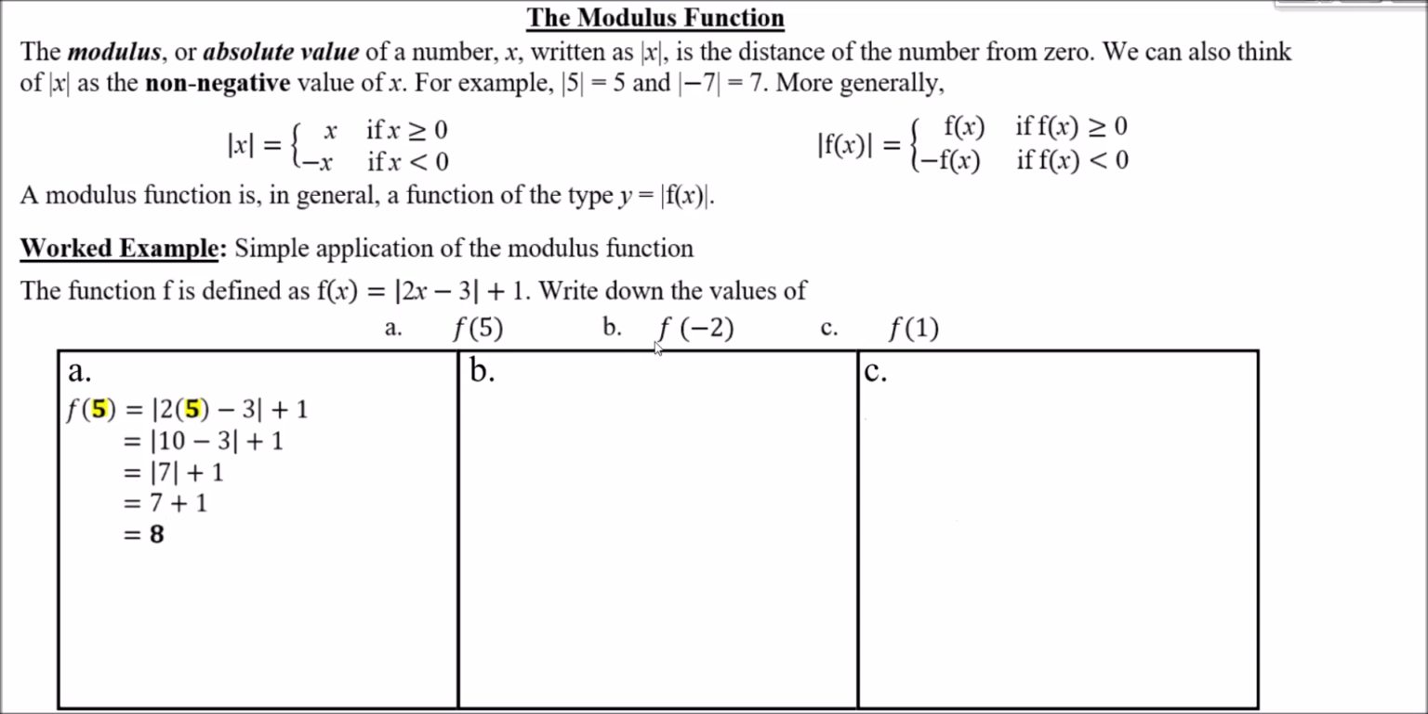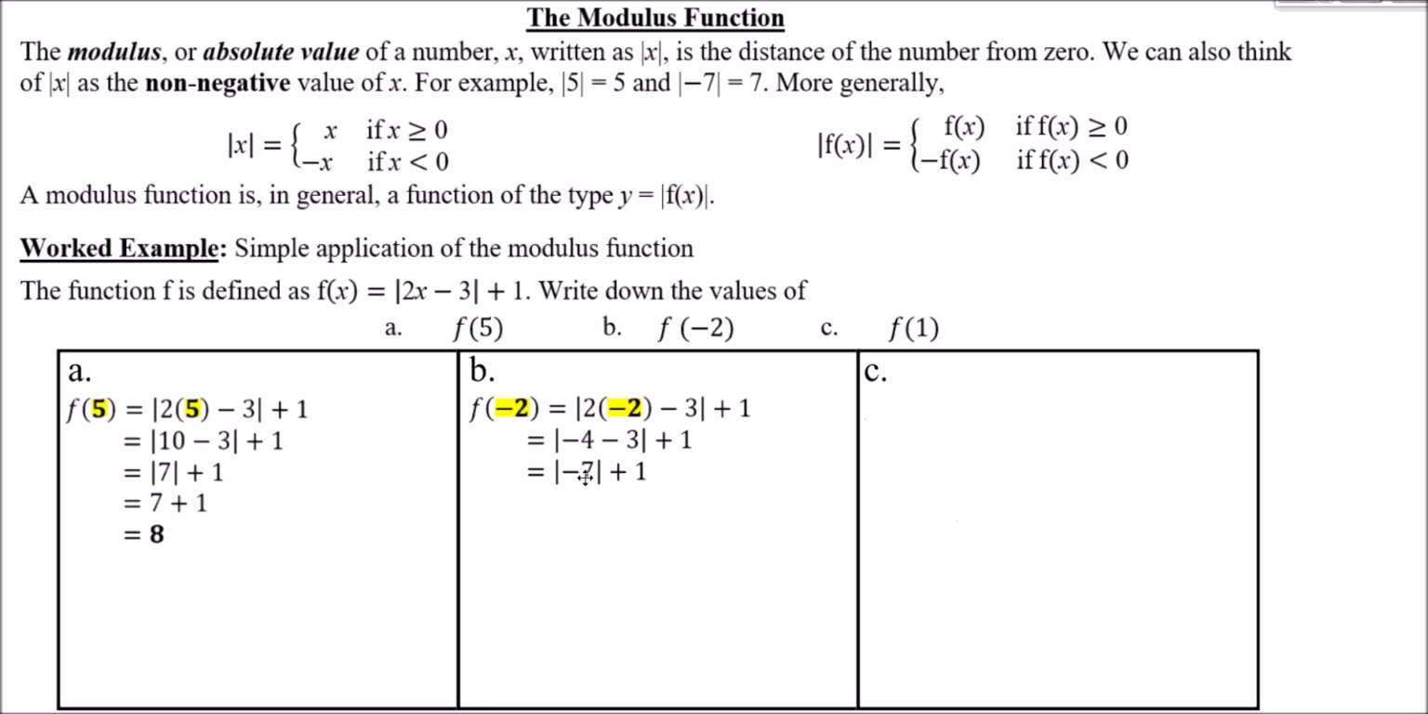Now, same idea, but now our input, our x, is minus 2. So this time, f of minus 2 will be 2 lots of minus 2 minus 3, modulus of all of that, then plus 1. So let's simplify what's inside the modulus first. Well, 2 multiplied by minus 2 is minus 4. Still got that minus 3 after, then plus 1 after the modulus. Inside the modulus, minus 4 minus 3 becomes minus 7. So we've got the modulus of minus 7 plus 1.